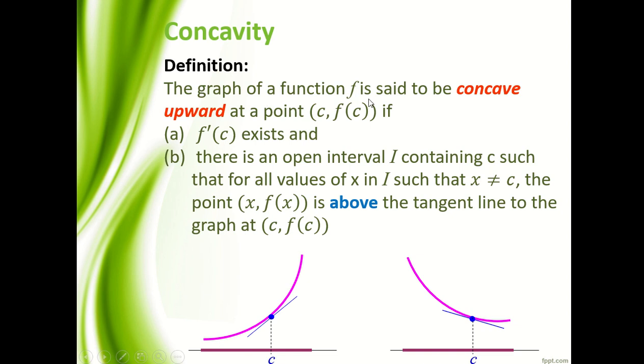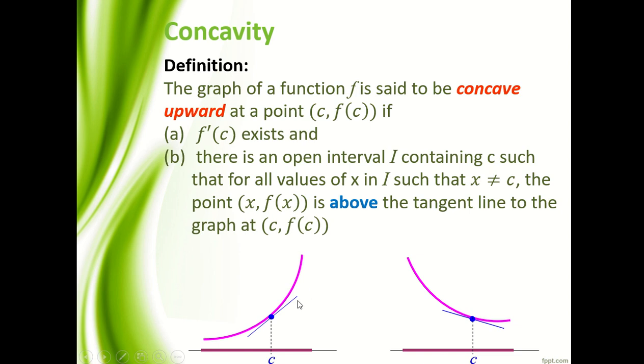So the graph of a function f is said to be concave upward at point of tangency C, with coordinates C, f of C, if these are the conditions: f prime of C exists and there is an open interval I containing C such that for all values of x in the interval I, x not equal to C, the point with coordinates x and f of x is above the tangent line to the graph at this point of tangency C with coordinates C, f of C.